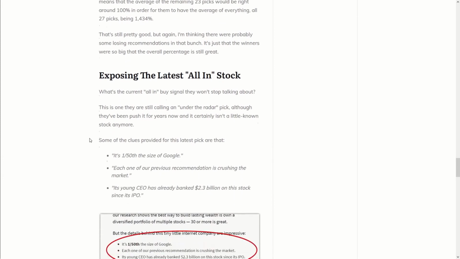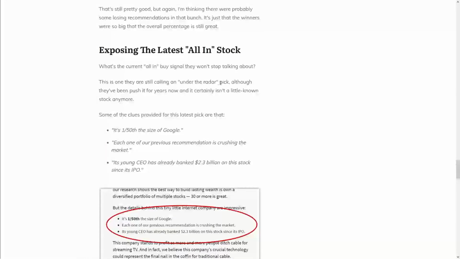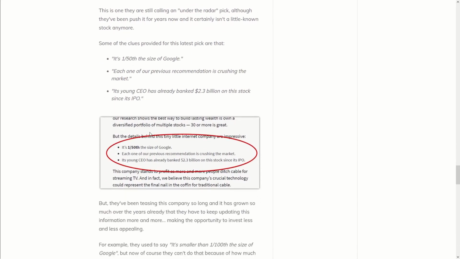Okay, so let's expose this latest all-in stock. They're still calling this one an under-the-radar pick, although they've been pushing it for years now, and it certainly isn't a little-known stock anymore. Some of the other clues provided for this pick are that they're 1/50th the size of Google, and its young CEO has already banked over $2 billion in its stock since IPO.